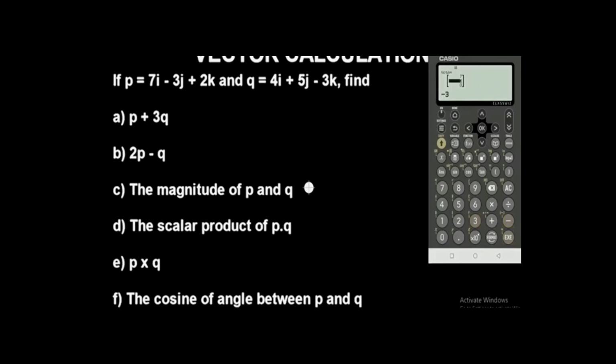It's showing minus 3j, that's minus 3 basically. Then plus 2k, just put 2 only. So just note that as I'm inputting the values, they are being stored on the calculator automatically. So we are done with this.